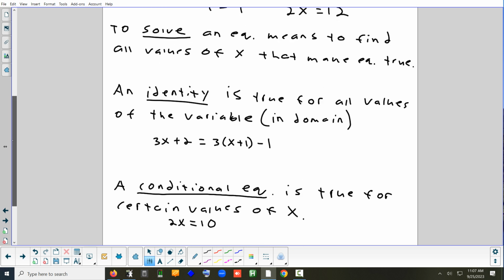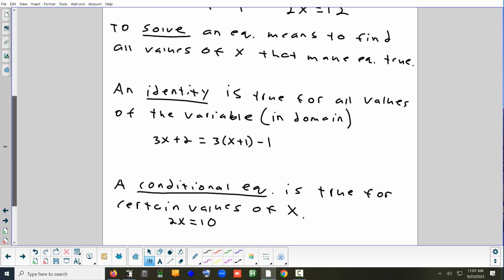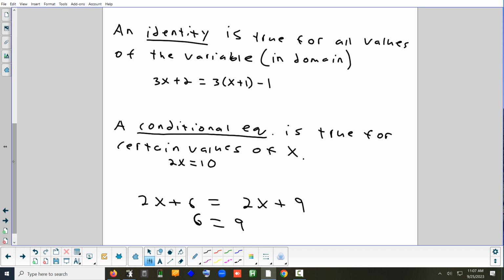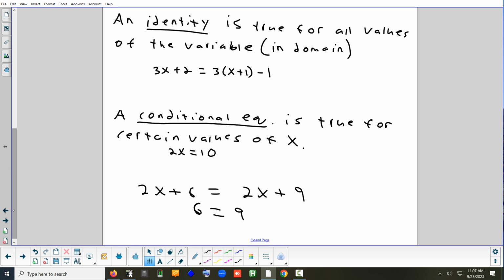Any questions on those, what it means to solve an equation, or the three types: identity, contradiction, conditional? So this section focuses mostly on linear and quadratic. Pretty much we can solve all those without a graphing calculator. If we get into something higher than quadratic, you might need a calculator. Depends.